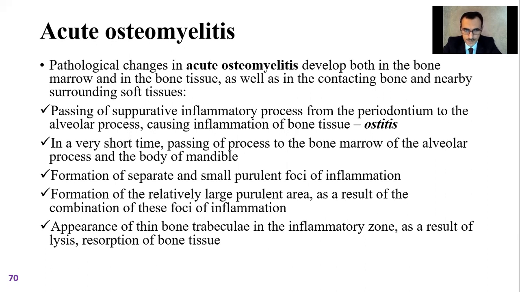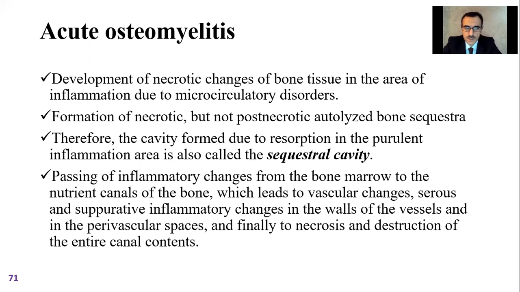So, passing of the suppurative inflammatory process from the periodontium to the alveolar process, causing inflammation of the bone tissue, osteitis. In a very short time, passing of the process to the bone marrow of the alveolar process and the body of the mandible. Formation of separate and small purulent foci of inflammation. Formation of a relatively large purulent area as a result of the combination of these foci of inflammation, and appearance of thin bone trabeculae in the inflammatory zone as a result of lysis, resorption of the bone tissue. Then, development of necrotic change of bone tissue in this area of inflammation due to microcirculatory disorders.